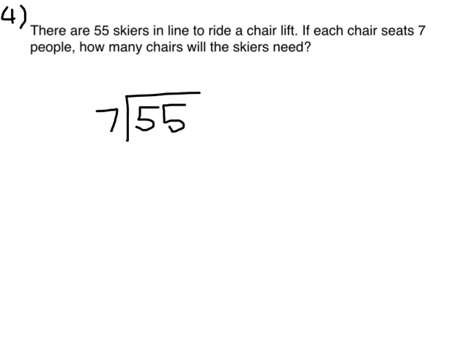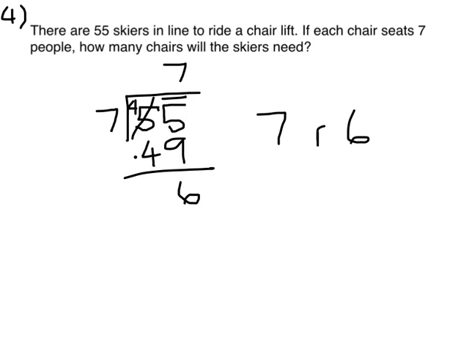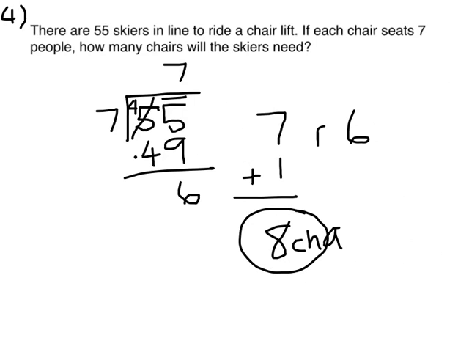Go ahead and solve that division problem now. Enter your quotient and remainder in the box. The quotient is 7 and the remainder is 6. That means there will be 7 full chairs with 6 skiers left over. So how many chairs will be needed for all of the skiers? In this case, I need to add 1. 8 chairs will be needed for all of the skiers.